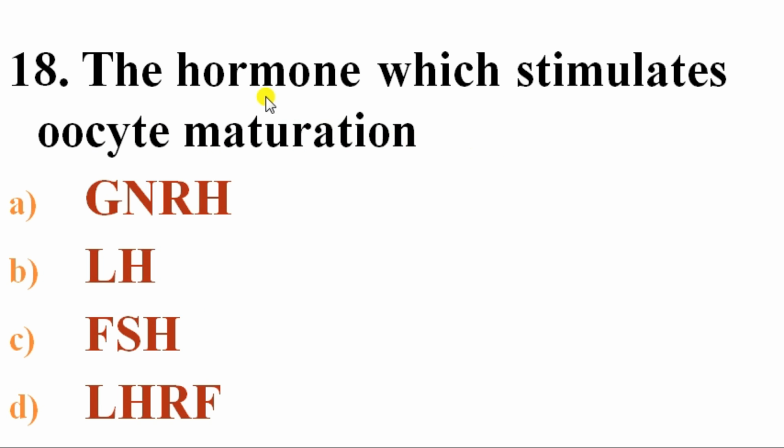Next question. The hormone which stimulates oocyte maturation. Options: A. Gonadotropin releasing hormone, B. Luteinizing hormone, C. FSH, that is follicular stimulating hormone, D. LHRH. Answer is C. FSH. So the hormone which stimulates oocyte maturation is follicular stimulating hormone or FSH.